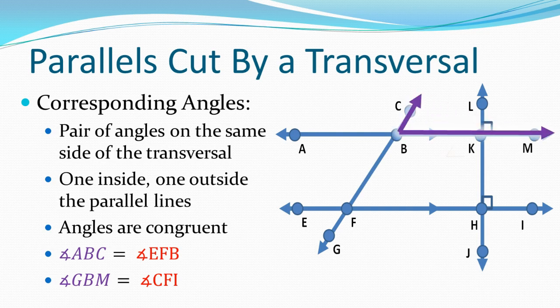We can also look at CBM, not GBM, and CFI, these are also corresponding angles. They're on the same side of the transversal. One is inside, one is outside of the parallel lines. Again, these would overlap. If I moved that red angle on top of that purple angle, they would overlap completely. They are congruent.